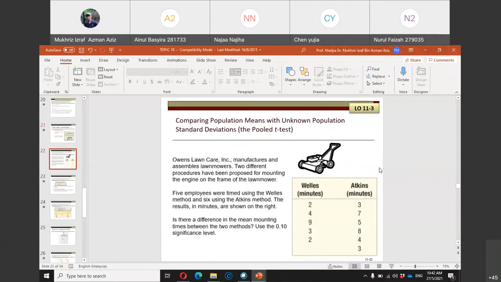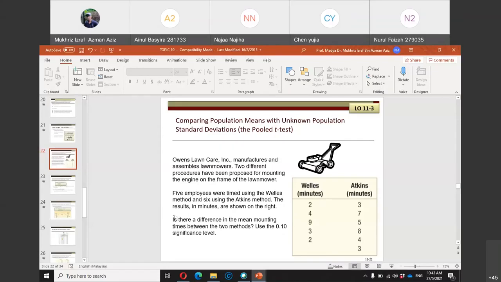Okay, and finally, let's see one example from this slide. You have one company manufacturing 2 different types of lawnmower. The time taken by 5 employees using these 2 machines was recorded: 5 employees using this machine, Wellis, and for the other machine, 6 employees using this machine. So the time taken is given here.